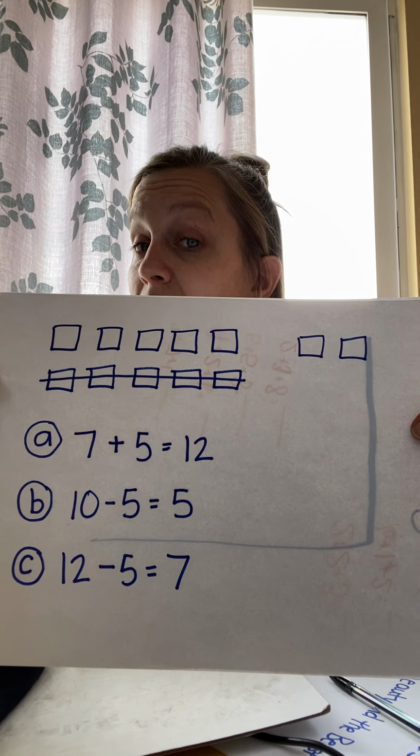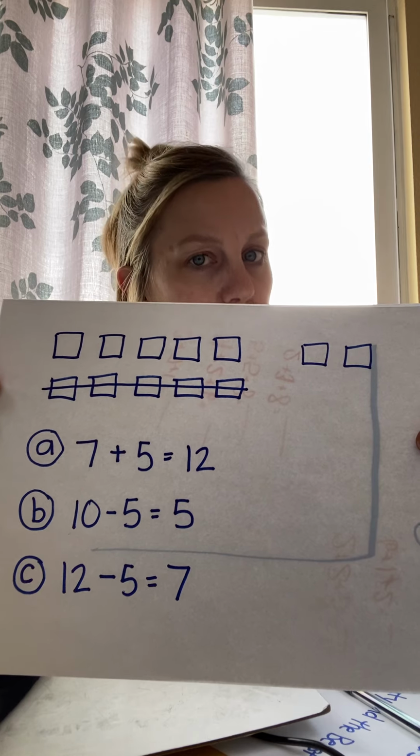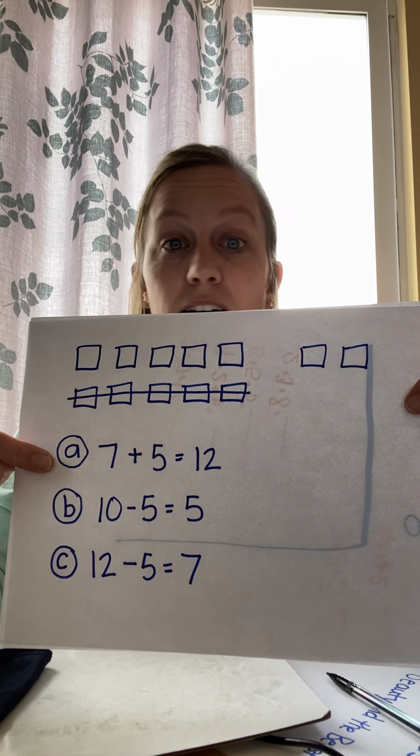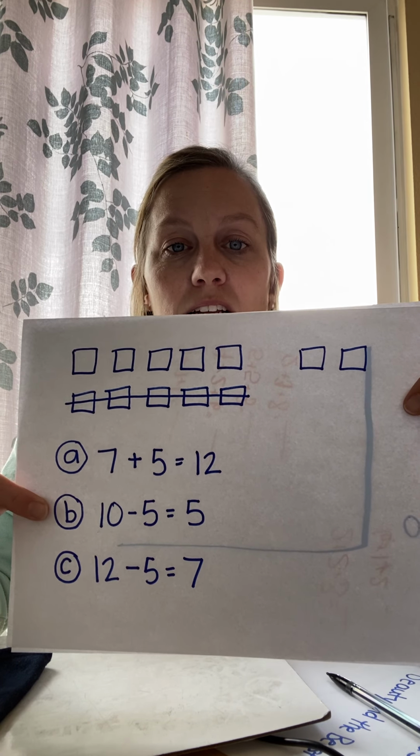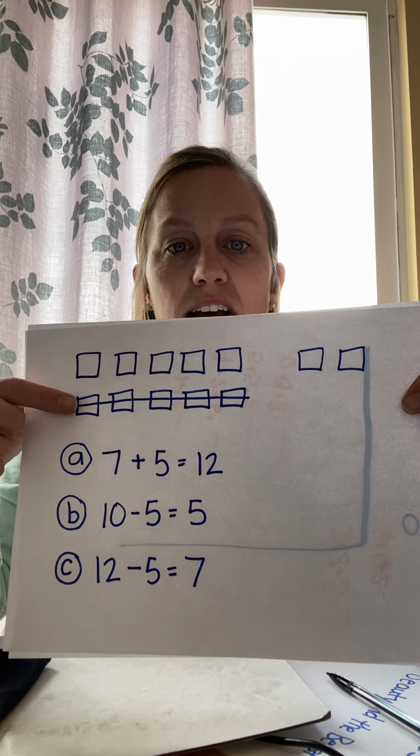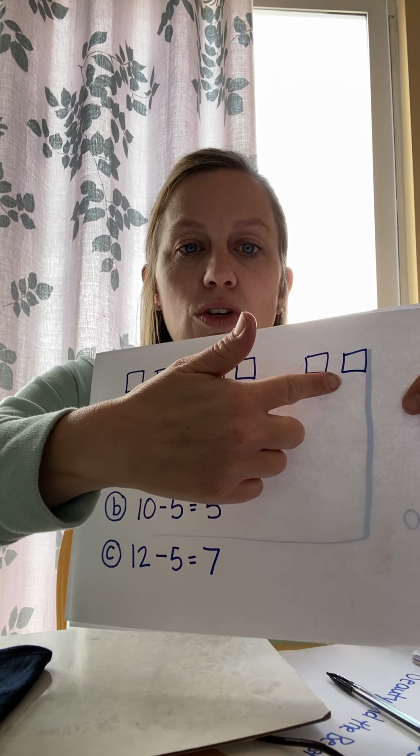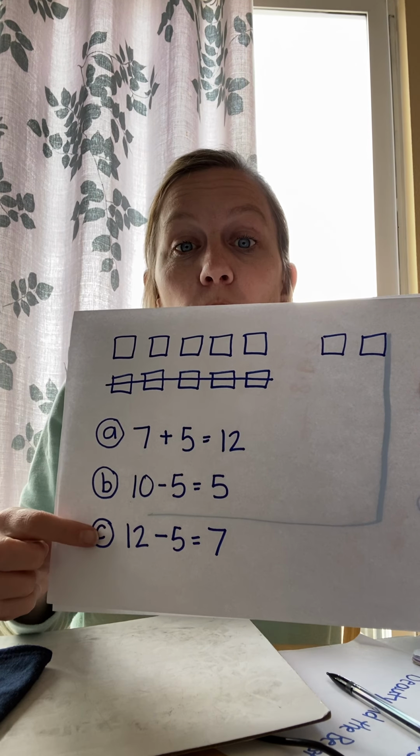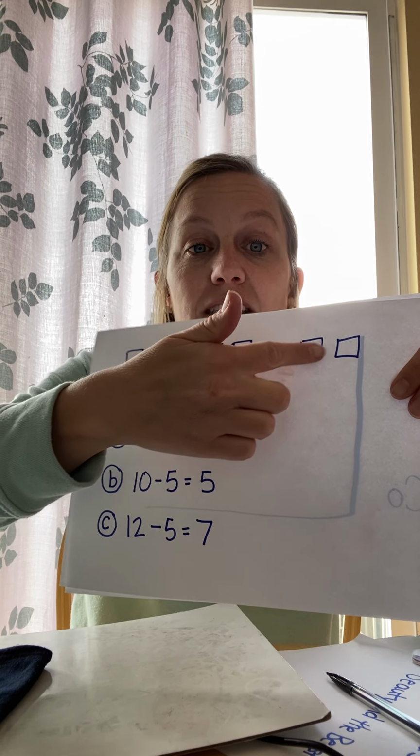Is it adding or is it taking away? It's definitely taking away. So A, not our best choice. B, 10 minus 5. I do see it taking away 5, but I don't just have 10 as my total. I have 10, 2, which is 12. So I hope you chose C. 12 minus 5 equals 5, 6, 7.